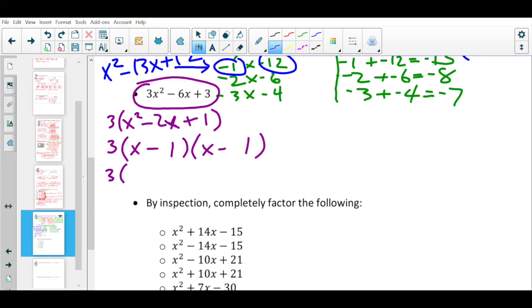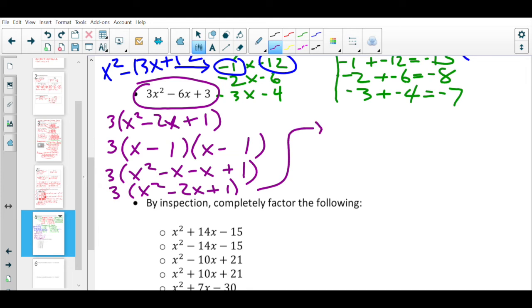So 3 times x minus 1 times x minus 1. Let's multiply this out, expand it, and make sure it works. So x squared minus x plus 1. And that is 3 times x squared minus 2x plus 1. And if you distribute that 3, that's 3x squared minus 6x plus 3. And that, in fact, equals our original trinomial.